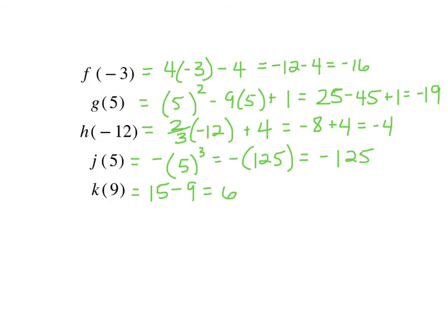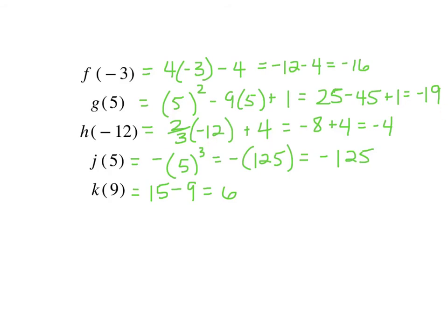Ta-da! There's all our answers. So let's go through them. F of negative 3 is 4 times negative 3, negative 12, minus 4, negative 12 minus 4, negative 16. G of 5, 5 squared minus 9 times 5 plus 1, 5 squared 25, minus 9 times 5 is 45, so 25 minus 45 is negative 20, plus 1, negative 19.